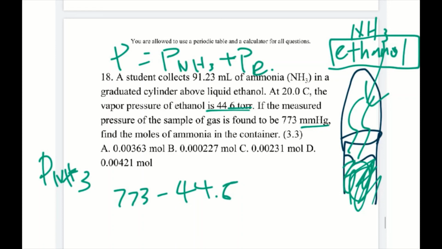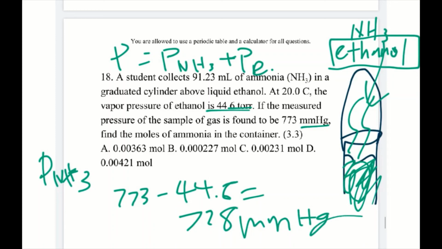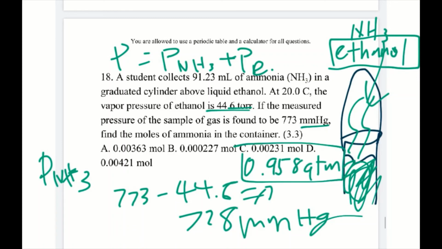Subtract 773 by 44.6, and you get that there are 728 millimeters of mercury worth of ammonia gas. Converting this to ATMs, you get 0.958 ATMs of ammonia gas in the container.